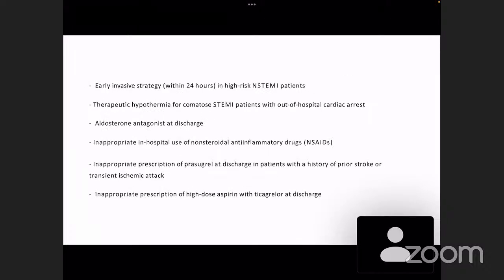Early invasive strategy in high-risk non-STEMI patients, and therapeutic hypothermia for comatose STEMI patients with out-of-hospital cardiac arrest. Aldosterone antagonist at discharge, and inappropriate in-hospital use of NSAIDs, and inappropriate prescription of prasugrel at discharge in patients with a history of prior stroke or transient ischemic attack. Also, inappropriate prescription of high-dose aspirin with ticagrelor at discharge.